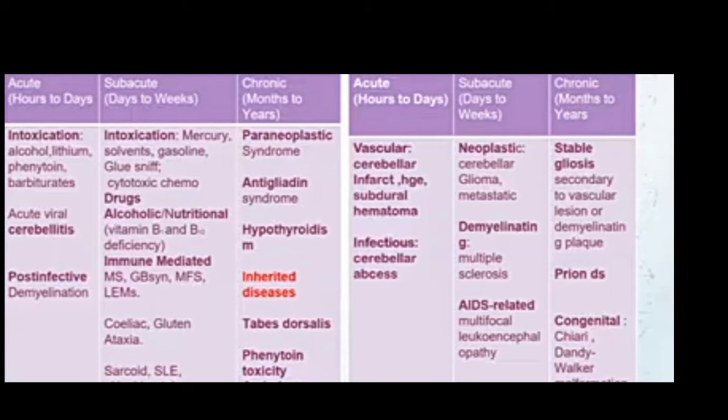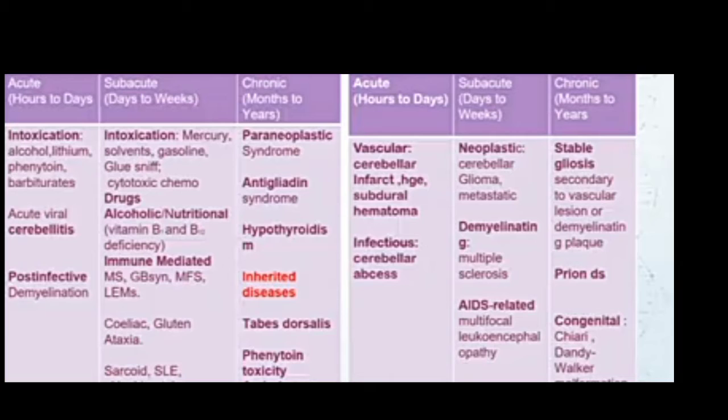Now, the presentations can be symmetric or asymmetric. Symmetric presentations, when they are acute, are usually due to intoxication like lithium or drug-related problems. Alcohol is a very common culprit. But in children, very commonly we get acute viral cerebellitis, which comes with a hyperacute and explosive presentation. And of course, there are post-infective, immunological situations like demyelination.